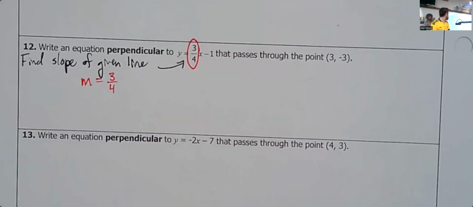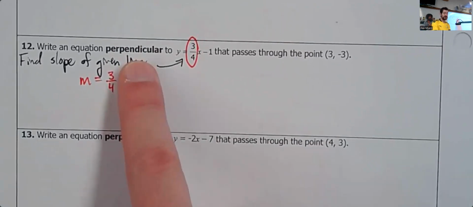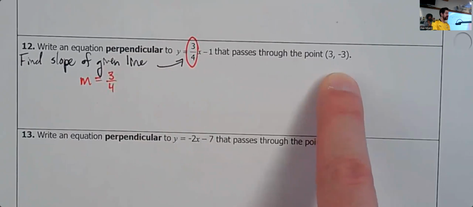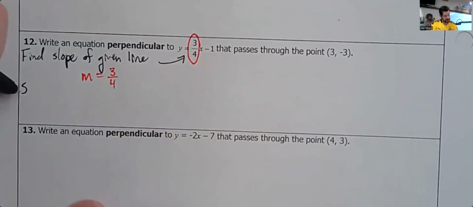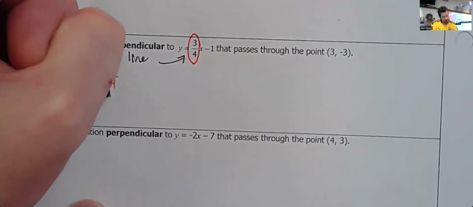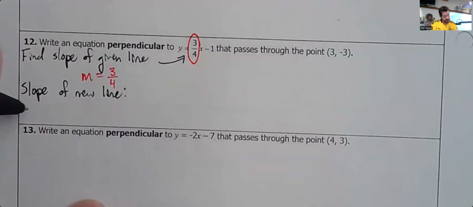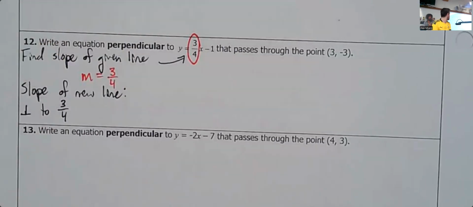We need to write an equation of a line that is not parallel this time. We need to write an equation of a line that is perpendicular to this line, and it's going to go through this point over here. So the slope of the new line is going to be perpendicular to 3/4.